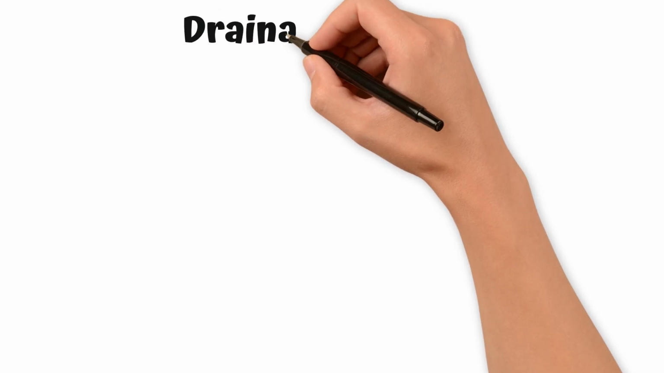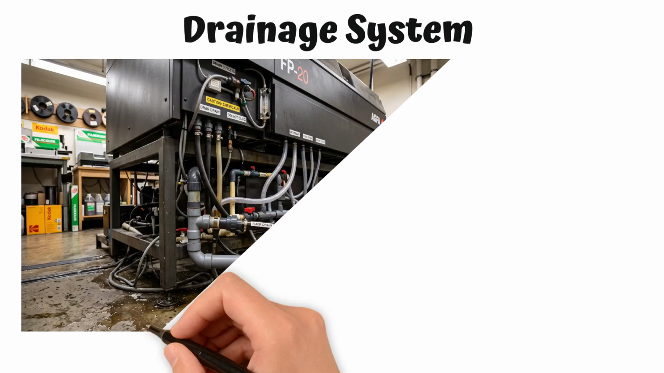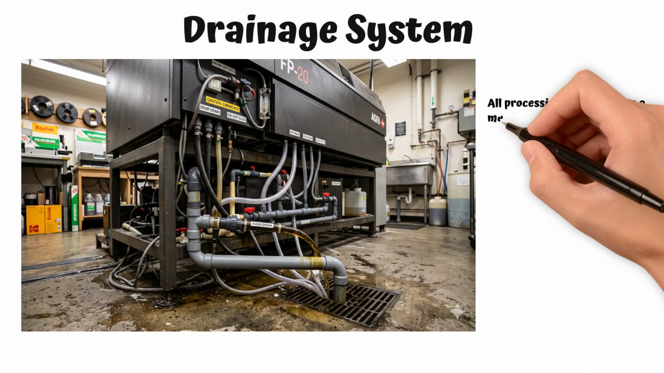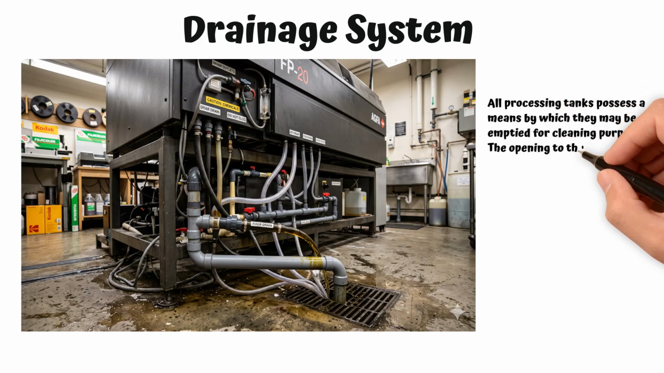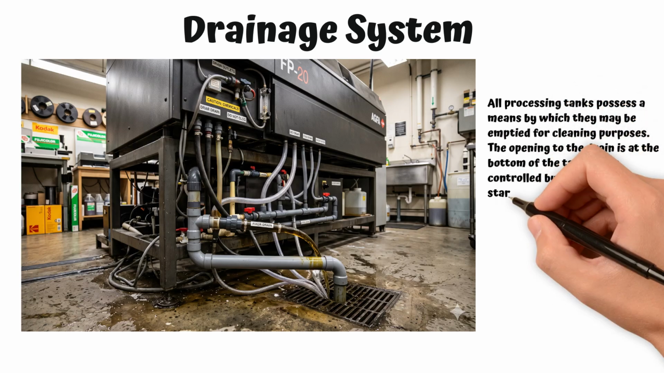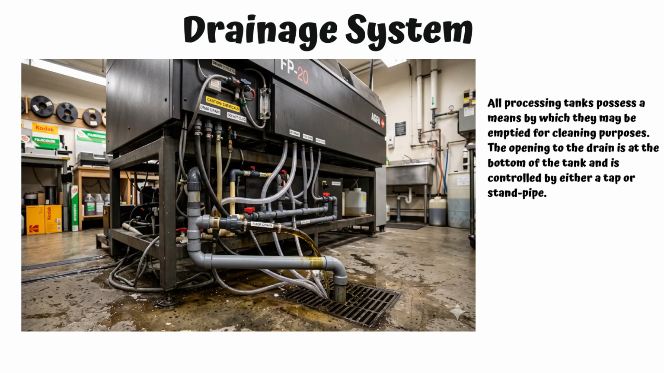The fourth and final subsystem is drainage, and whilst it may be the simplest of the four, it is no less important. Every developer tank must be periodically emptied. Chemical solutions do not last indefinitely. Over time, even with replenishment, the developer becomes too exhausted to function effectively and must be replaced entirely. The tank also requires regular cleaning to remove chemical residues and maintain hygiene standards. To allow for this, every developer tank is fitted with a drain at its base. This drain is controlled by either a tap or a standpipe, and when opened, allows the entire contents of the tank to be emptied completely.